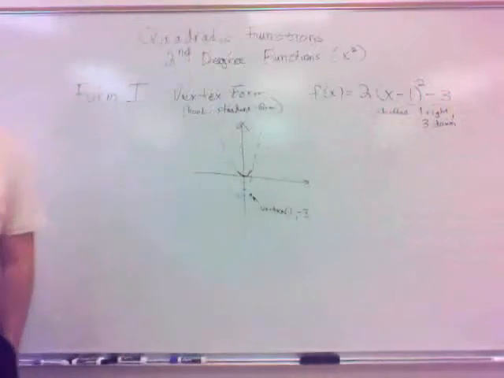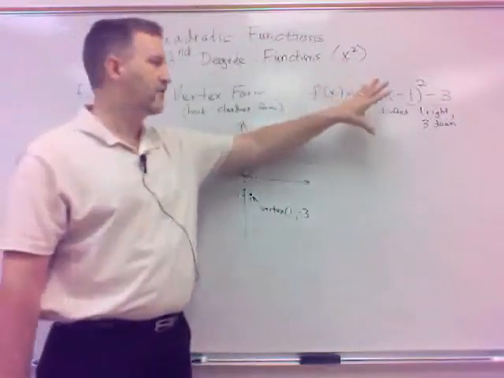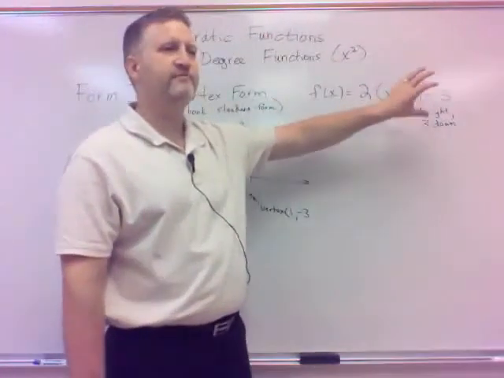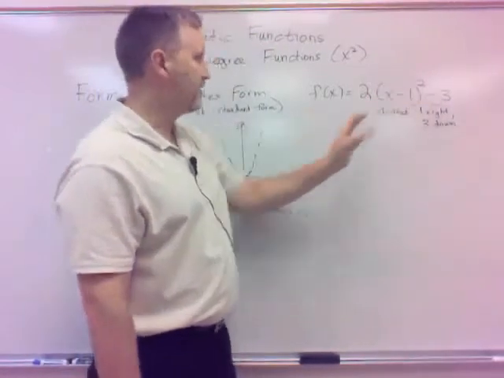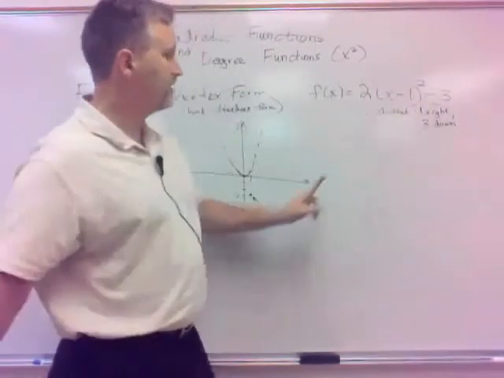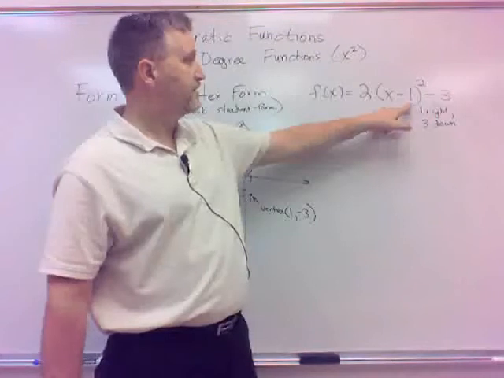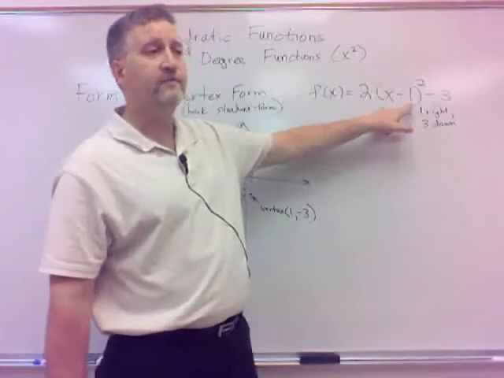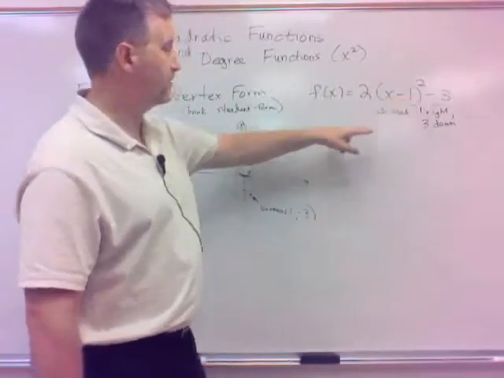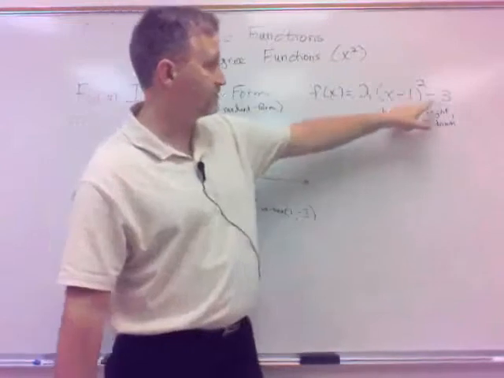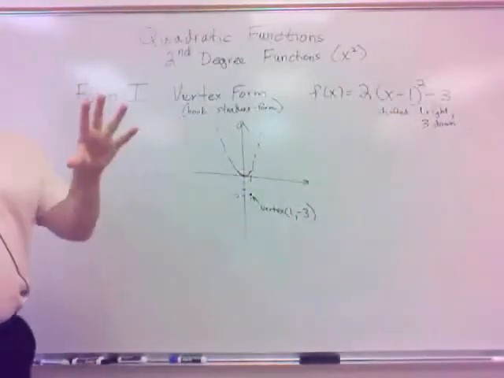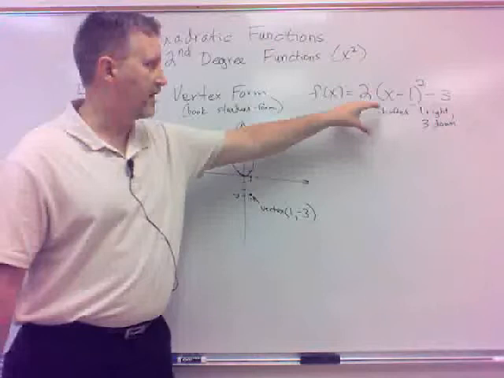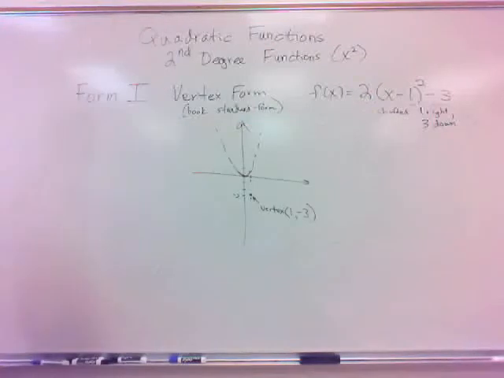That's why I like to call this vertex form, because if you've got this form, you've got the vertex showing up right in the equation. 1, negative 3. Now, note there, the vertex is 1, positive 1, not negative 1, because it's 1 to the right. So it's kind of the opposite on that. Of course, the minus 3 is minus 3 there. But you've got the vertex right on the equation. Okay? Now, here's some other things.